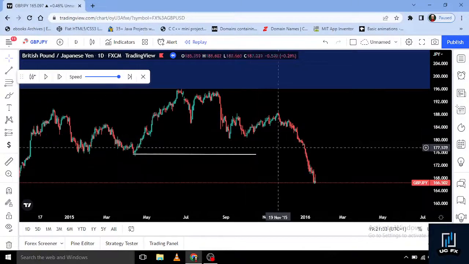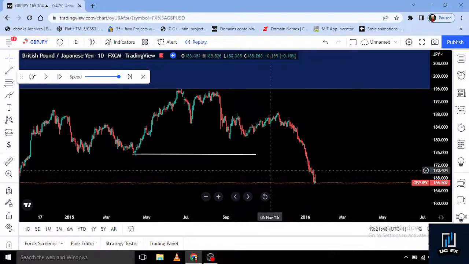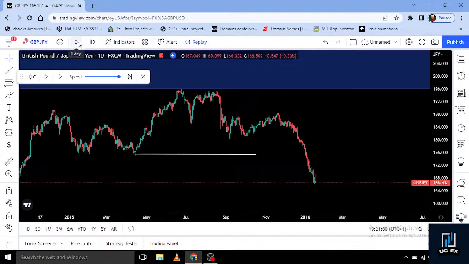Okay, yeah, as you can see, it got taken out. So what does this mean? This means in the lower time frame, in the H1, the H4 time frames, what we are going to be looking for is short all the way down. So you first of all check where you will be targeting as your take profit.